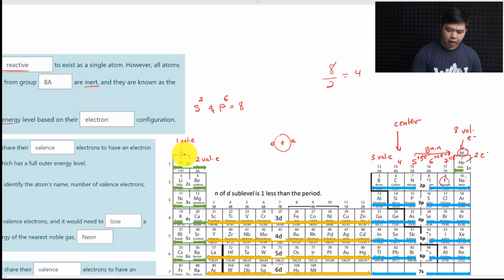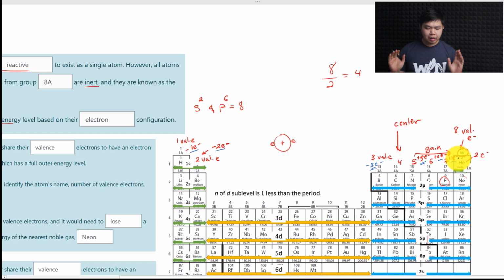So let's look at group 1A. How many do they need to lose? In this case, they need to lose 1 valence electron, okay, which completely gets rid of their whole entire shell. For group 2A metals, what do they need to do? They need to lose 2 valence electron, okay? So I'm going to change this to blue. So I want to underline this blue, okay? And then for group 3A, they would need to lose 3 valence electron. And over here is gain. So keep that in mind, okay?